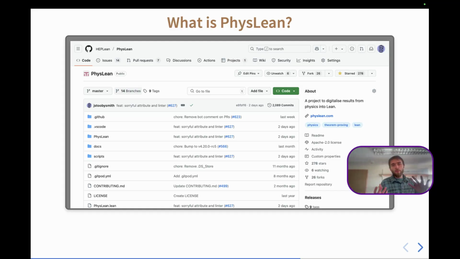So it's kind of the go-to platform currently where open source software is shared. It has these things called pull requests, commits, things that allow people to contribute and collaborate on a project together in a bona fide way. So this is kind of what the project looks like. This is the go-to place to see the project. There is also a website, which is just physlean.com.